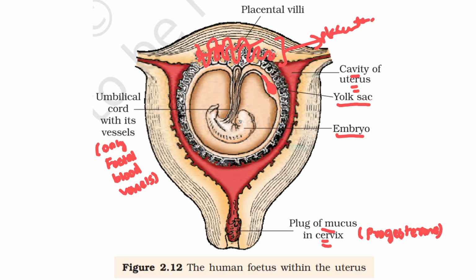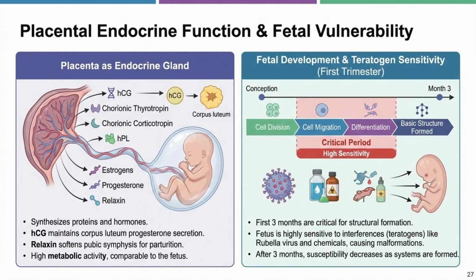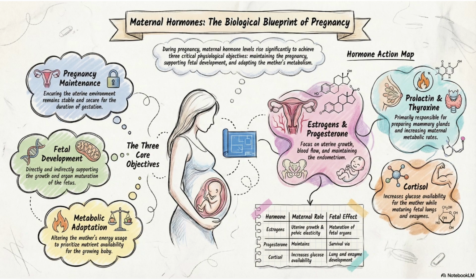The connection between the placenta and the embryo is the umbilical cord. These two things you have to know. Next, in case of pregnancy, 5 hormones will be present in very large quantity in the mother's blood: estrogen, progesterone, prolactin, thyroxine and cortisol. These are the hormones present in large quantity in the mother's blood.